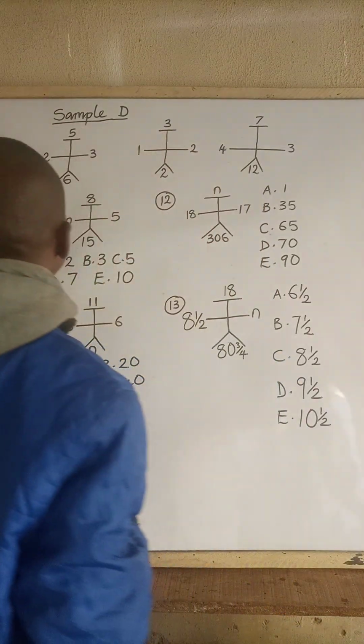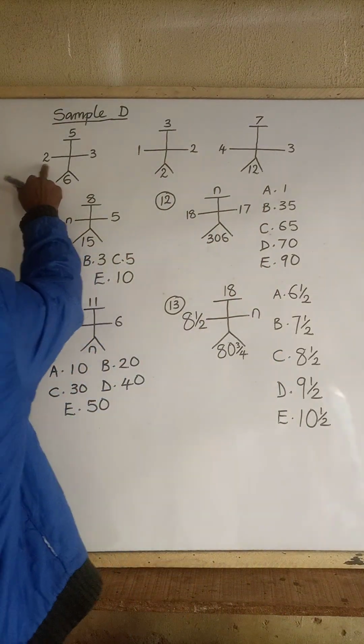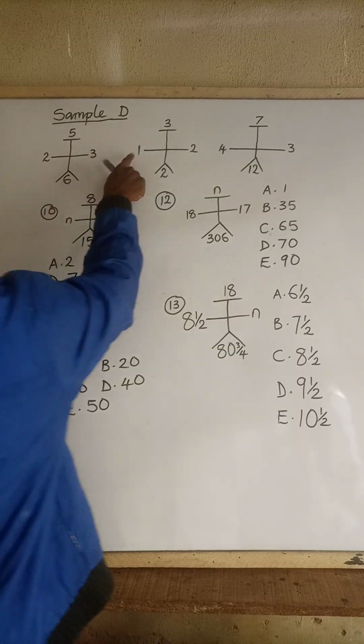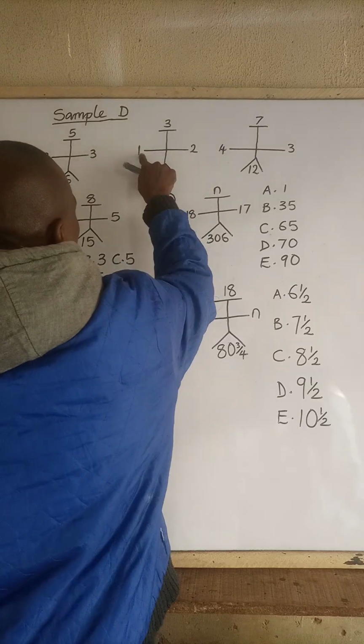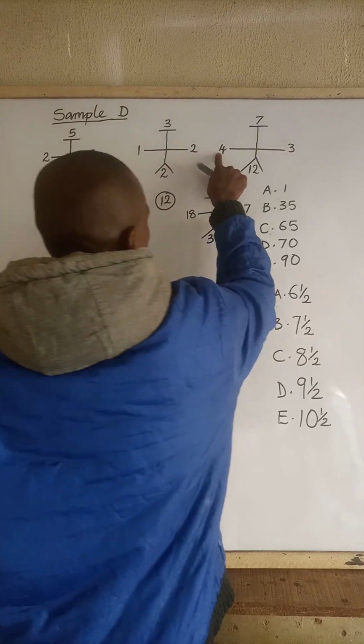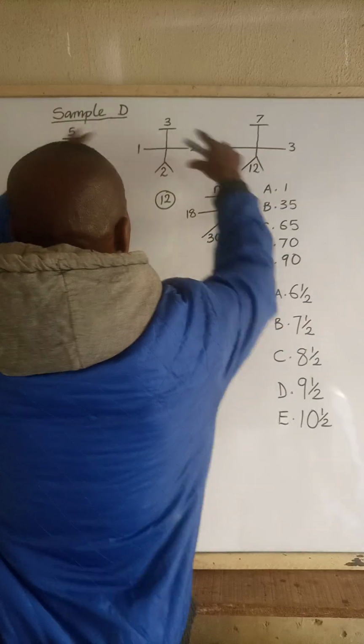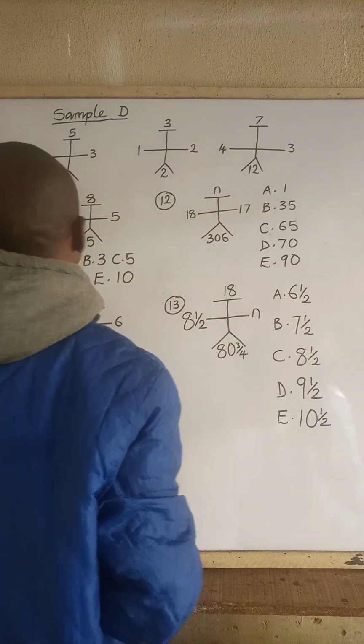And in sample D, what they did is this. 2 plus 3 is 5. 2 times 3 is 6. 1 plus 2 is 3. 1 times 2 is 2. 4 plus 3 is 7. 4 times 3 is what? 12. So let's apply this in solving these questions that we have on the board.